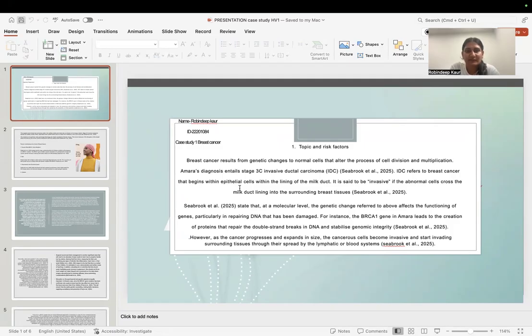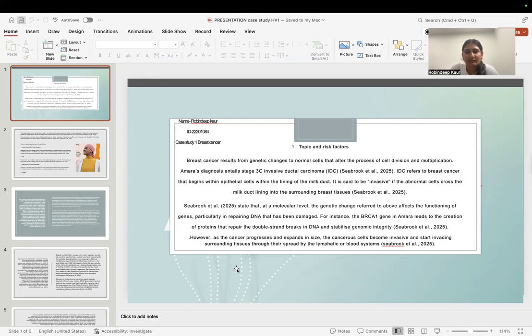Breast cancer results from genetic changes to normal cells that alter the process of cell division and multiplication. Amara's diagnosis entails stage 3 invasive ductal carcinoma, IDC. IDC refers to breast cancer that begins within epithelial cells within the lining of the milk duct. It is said to be invasive if the abnormal cells cross the milk duct lining into the surrounding breast tissues.